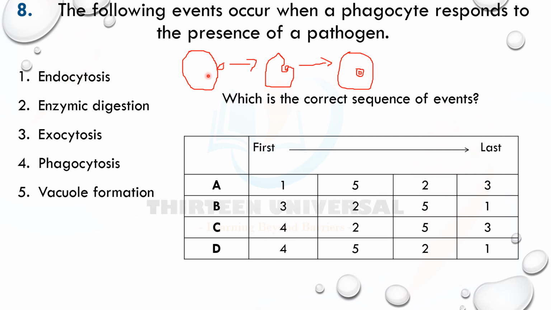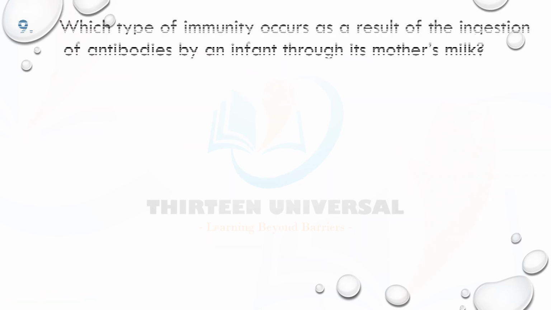Yes, it has to engulf it. So where is 1? 1 is A. That's the answer. The other things fall in place. The next thing is vacuole formation, then enzyme digestion. Yes, that's the next thing that happens. The lysosomes fuse, and so the answer is A.